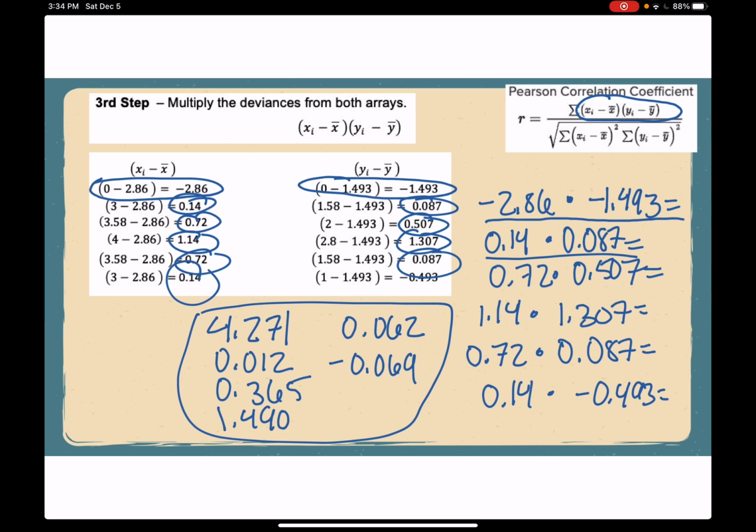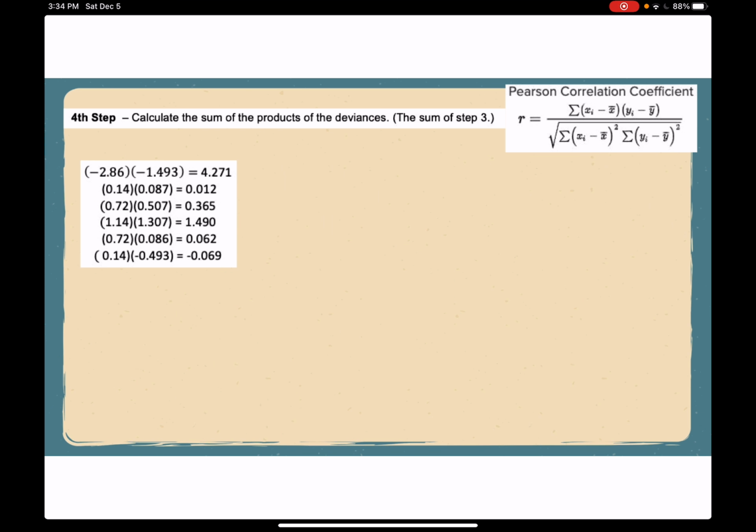And then the next part in our formula up here at the top, we've multiplied the two deviances to one another, and then we've got this funny looking E, which, if you've learned in math, hopefully, means the sum. So we're going to take all of these numbers in our set here and calculate the sum, add them together. When you add them all together, you should get 6.1308. Okay? So now we've figured out the numerator.